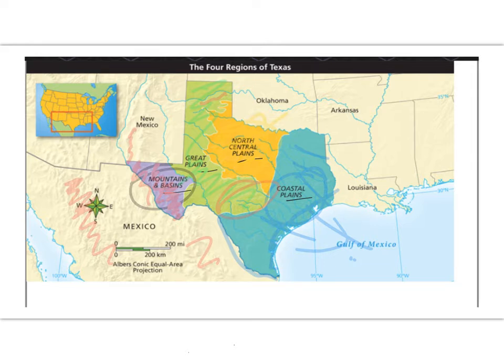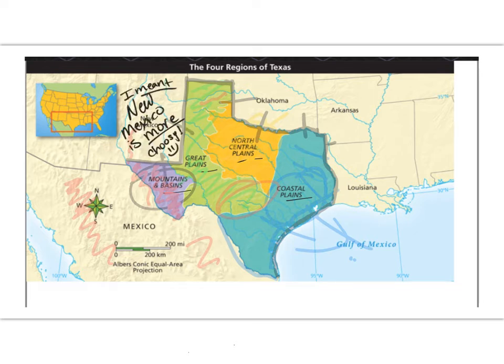So looking at the borders, the coastal plains is the only one that touches the Gulf. It's the only one that touches Louisiana, and it's the only one that touches Arkansas. Oklahoma is a little less choosy. It likes three regions. It likes the coastal plains, the North Central Plains, and the Great Plains. New Mexico's even less choosy. It likes the Great Plains and the mountains and basins, and that's it. It wants nothing to do with the coastal plains or the North Central Plains. It wants our mountainy, Great Plainy area. That's it.